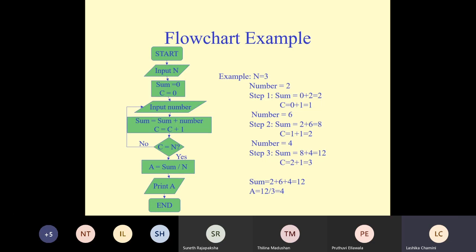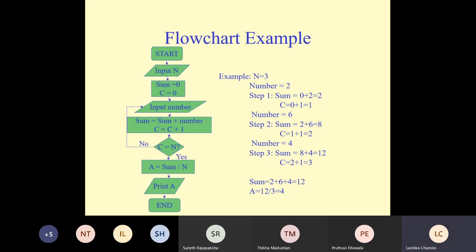And in step 1, we are calculating the sum by adding the number to the sum. So at the end of step 1, we have the sum as 2 and we are increasing the value of c by 1. So at the end of step 1, the sum is 2 and the value of c is equal to 1. Again, in the decision structure, we are checking whether the value of c is equal to the value of n. Here the value of n is 3 and the value of c is 1. So this condition does not satisfy.